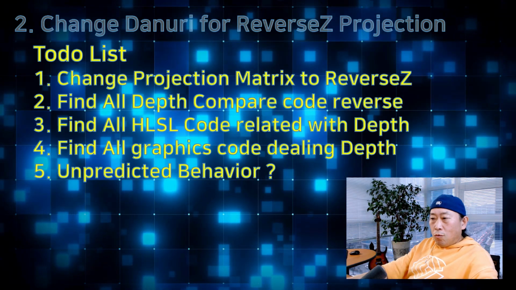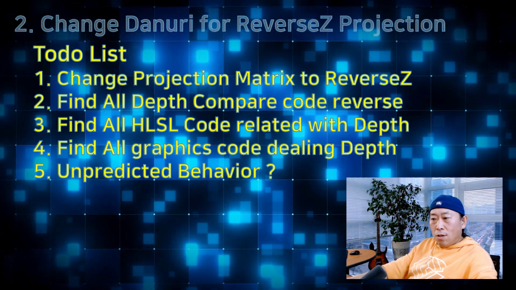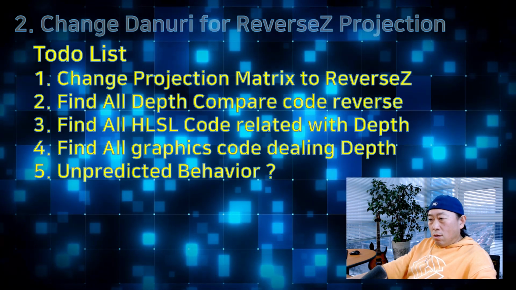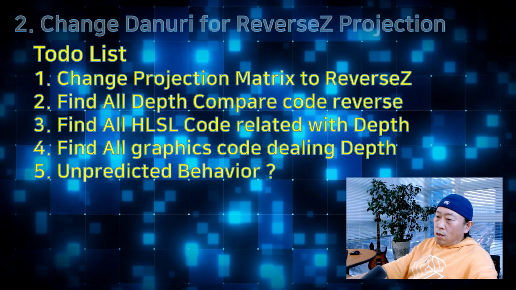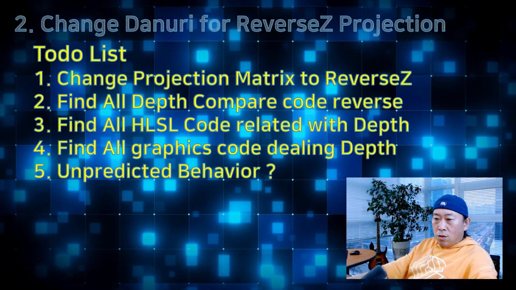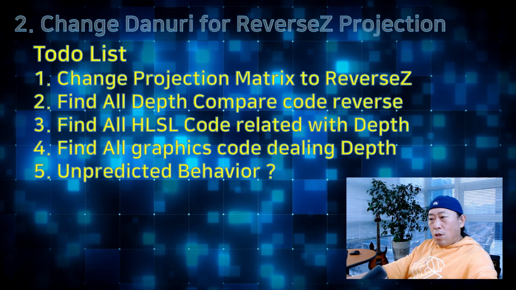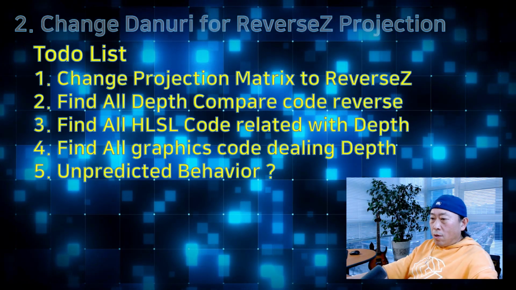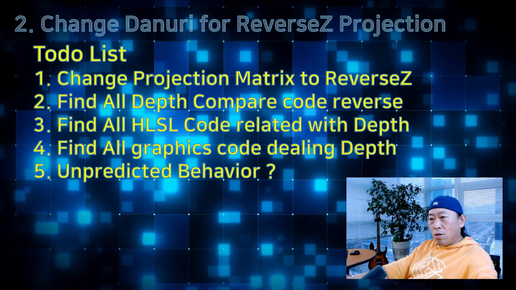So we changed the engine last month. I added some alternative code. There are some checklists and to-do lists for changing to the reverse Z method. We have to change every piece of code using the Z depth value and reverse it.